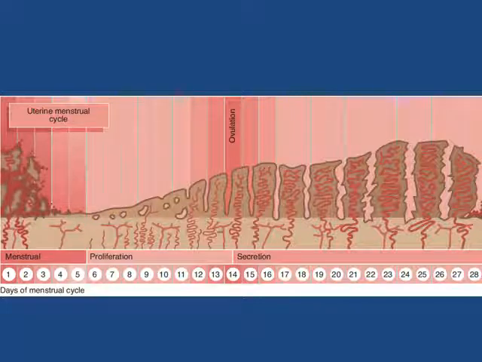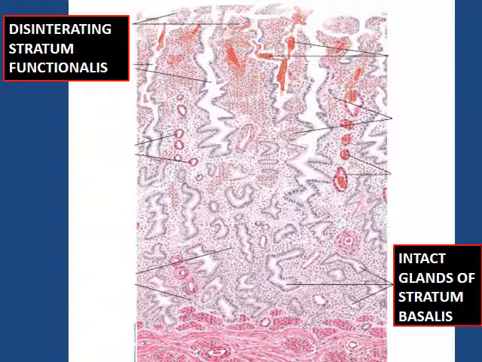You can see the uterine menstrual cycle phase. In the menstrual phase, there is rupture of the spiral arteries in the extreme left side of this picture. In this picture you can see the stratum functionalis layer. There is disintegrating stratum functionalis layer and rupture of spiral arteries, and the bleeding occurs, but the stratum basalis and the glands remain intact.